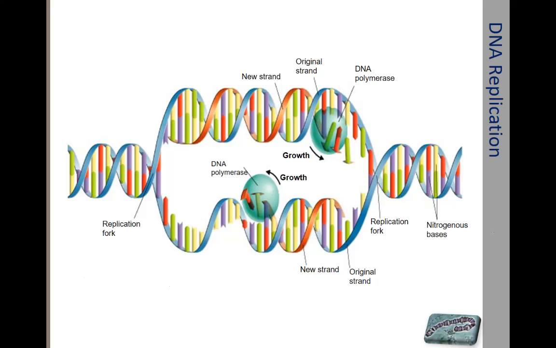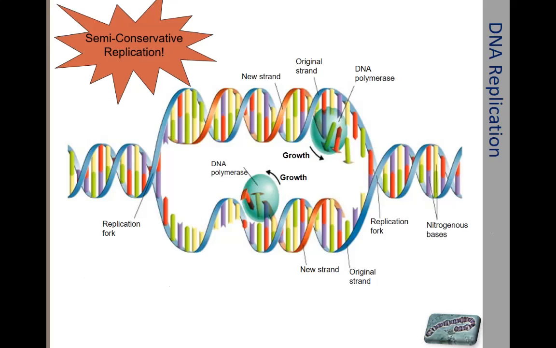And so as it goes through, you'll notice that we have what's called a replication fork. This is the part, or Y, where the DNA double-stranded portion is unwound and unzipped so that we can go ahead and make our copy. You end up with one original strand and one new strand in what's known as semi-conservative replication. Okay, there it is, semi-conservative replication.